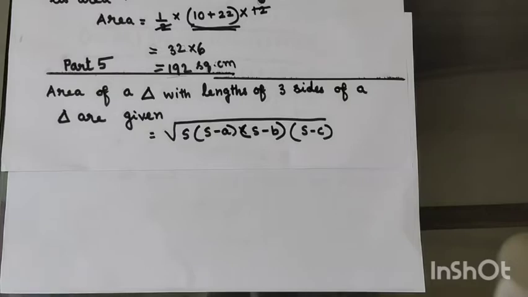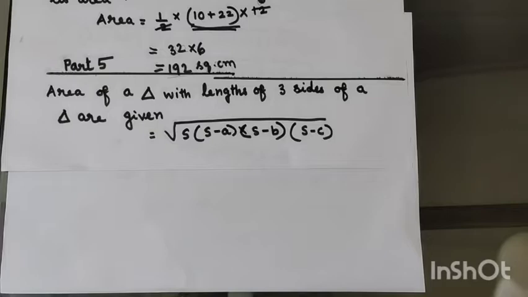We'll see Heron's formula, that is equal to square root of s into s minus a into s minus b into s minus c. Repeat with me. Square root of s into s minus a into s minus b into s minus c.